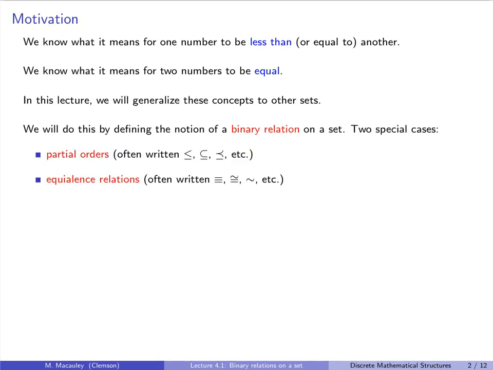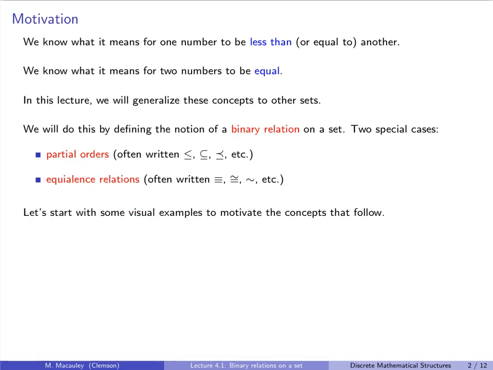Though there are many types of binary relations, there are two special cases which we will see over and over again. First, there are the so-called partial orders, which are often written with symbols that you might recognize, like less than or equal to, or a subset containment, or maybe a squiggly version of the less than or equal to. And then the other type are the so-called equivalence relations, which are often written with symbols you've probably seen around, like a triple equal sign, or a congruence relation, which is an equals with a little squiggly on top, or just a squiggly in itself.